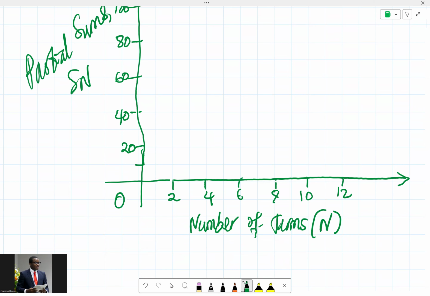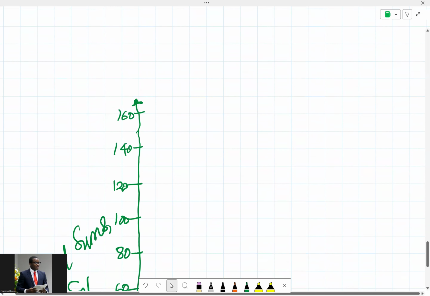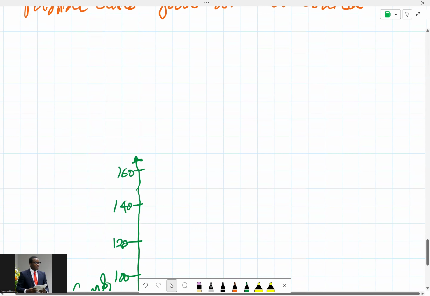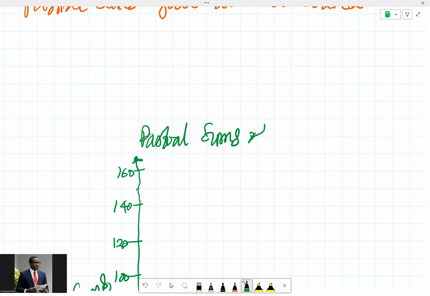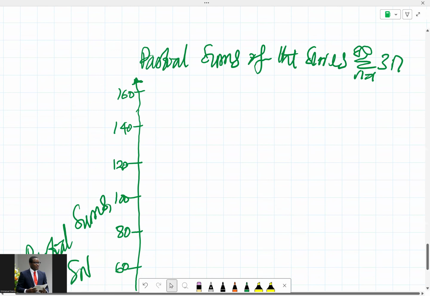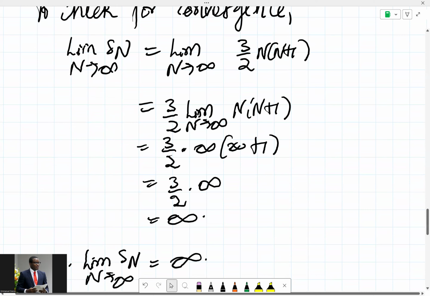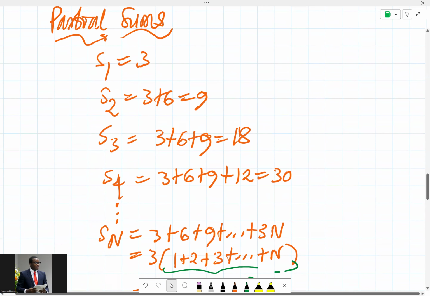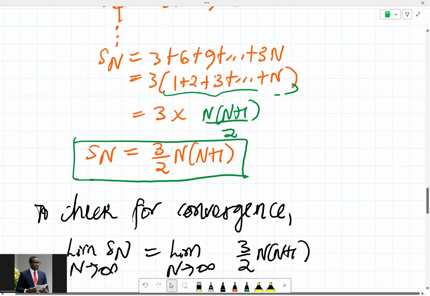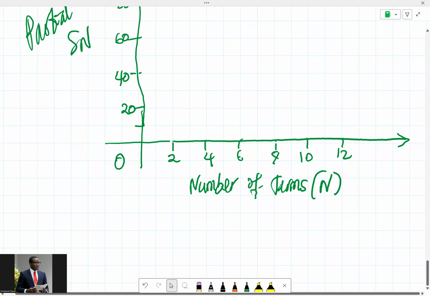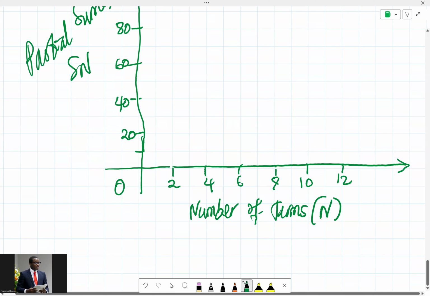For the partial sums we did, the series we are considering is the summation from n equals 1 to infinity of 3n. From what we saw, the first terms we got were 3, 9, 18, 30. So it means the first one, number one, is 3, somewhere around here. This is 10. So number one is 3.